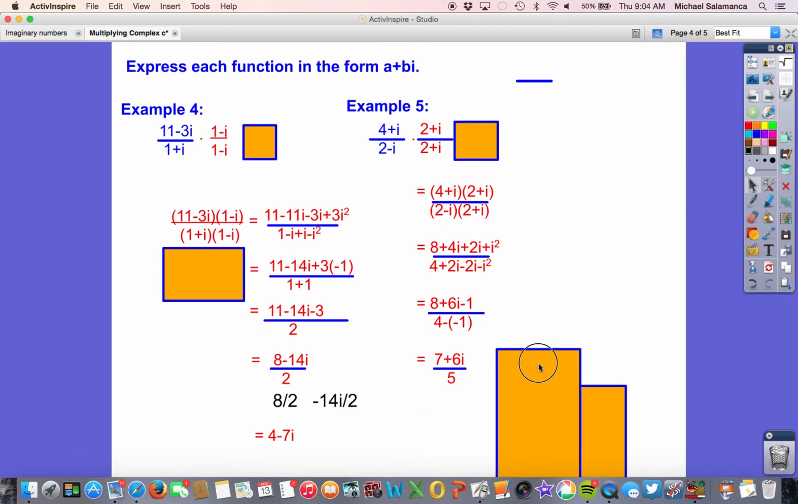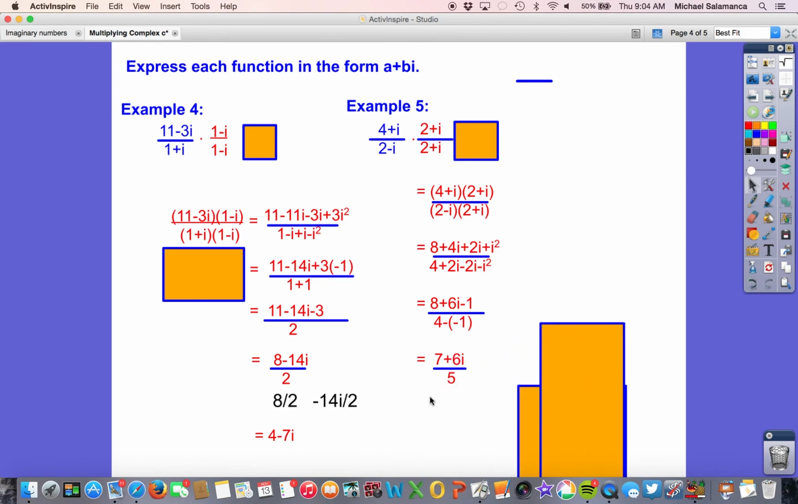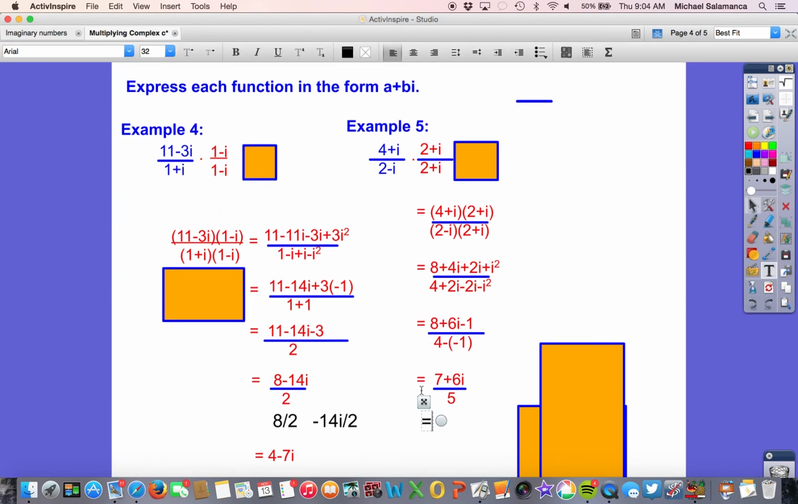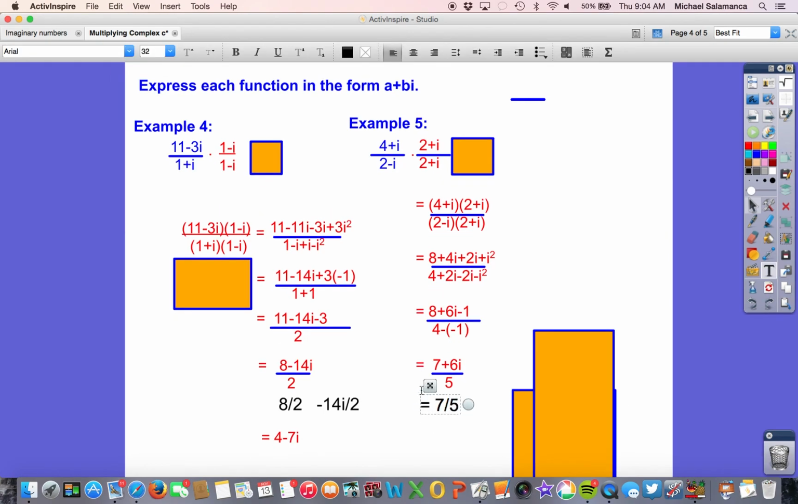And now we have to make that in the form of a plus bi. So, just like we did in the last problem, we have 7/5 plus 6i divided by 5. Notice that we're just taking that denominator and dividing it into each piece individually. So your a plus bi form is actually done. It should just be 7/5 plus 6i divided by 5.